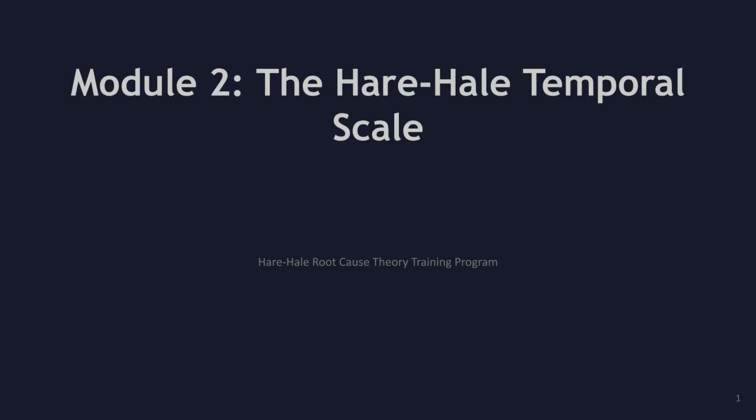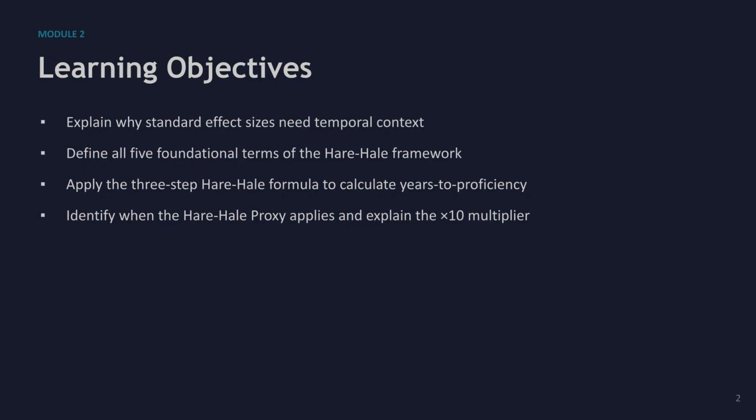Welcome to Module 2 of the Hare-Hale Root Cause Theory Training Program, focusing on the Hare-Hale temporal scale. In this module, we will learn how to convert effect sizes into human timelines. Our learning objectives are to explain why standard effect sizes need temporal context, define the 5 foundational terms of the Hare-Hale framework, apply the 3-step Hare-Hale formula to calculate years to proficiency, and identify when the Hare-Hale proxy applies.